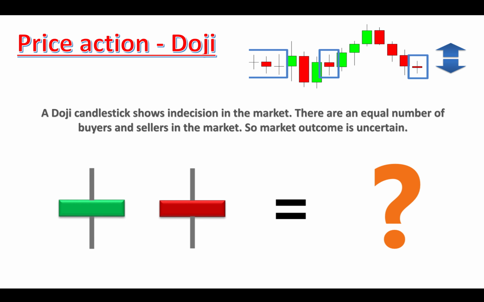If you see an indecision bar like a doji, then maybe hold off until you see some more positive or negative reasons to jump into a trade.